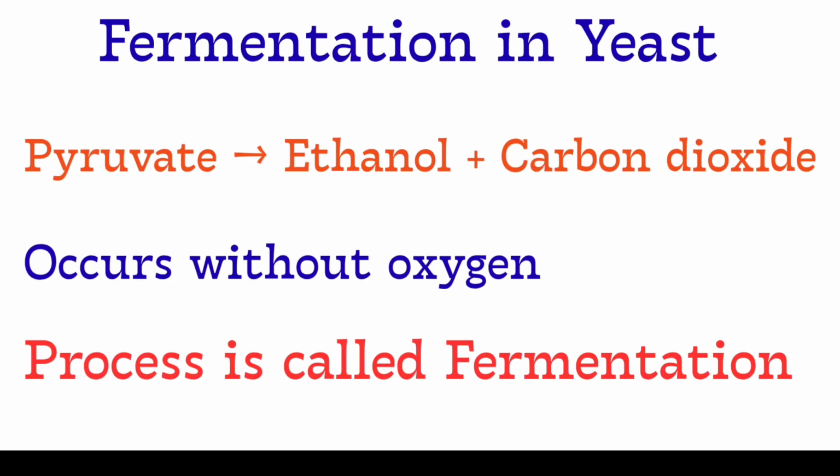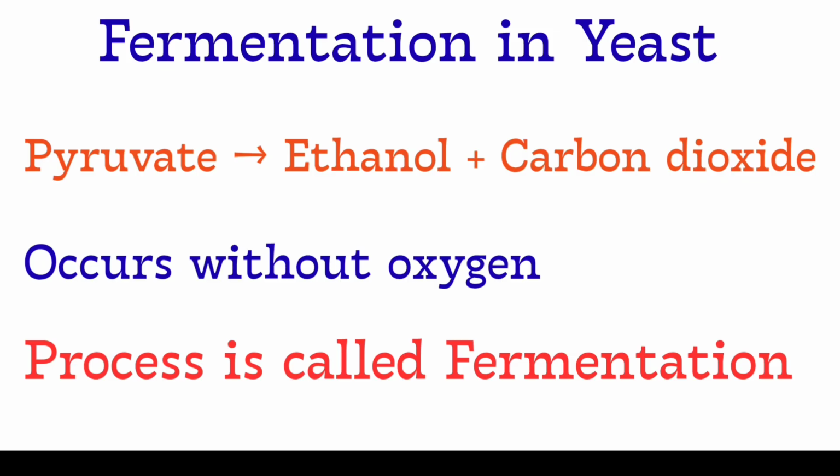In some organisms like yeast, pyruvate is converted into ethanol and carbon dioxide in the absence of oxygen, and this process is called fermentation. And as this process takes place in the absence of oxygen, this type of respiration is called anaerobic respiration. So what is fermentation? Fermentation is the process of breaking down sugar or glucose without using oxygen to produce alcohol and carbon dioxide along with some energy. And as it takes place in the absence of oxygen, fermentation is an example of anaerobic respiration.